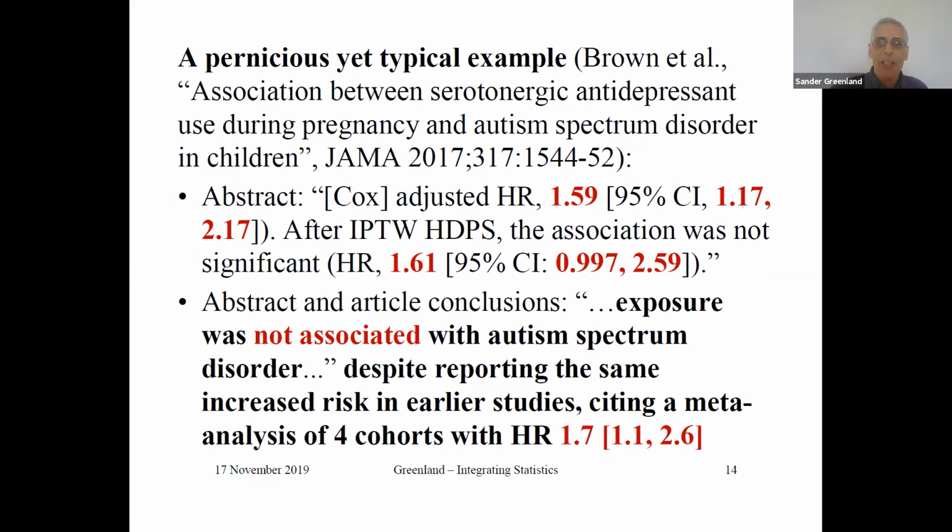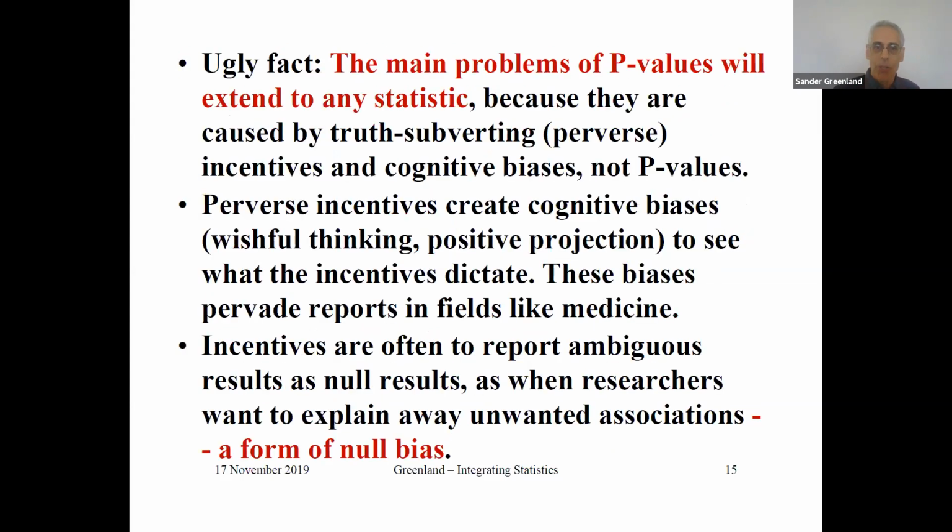Here's a typical example. And you see this all the time. There are people who say, oh, this kind of thing must be rare. All you have to do is open a medical journal and find it all over the place, where they find a 60% increase. This is just an association, not necessarily causation, but a 60% increase in autism spectrum disorder among children exposed to these antidepressants during pregnancy, at least as measured. And look at the confidence interval. It's from about 1 to 2.6. That is completely consistent with previous studies, a meta-analysis that they cite that found a 70% increase. And look at that confidence interval. And yet the article concludes exposure was not associated with autism spectrum disorder. Despite all that, this is nullism at its worst.